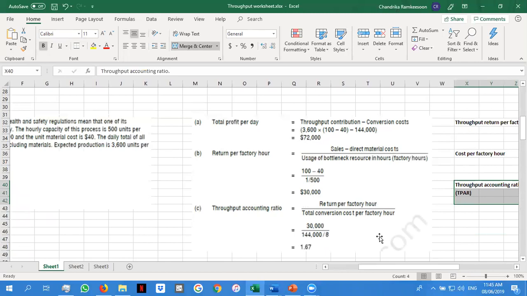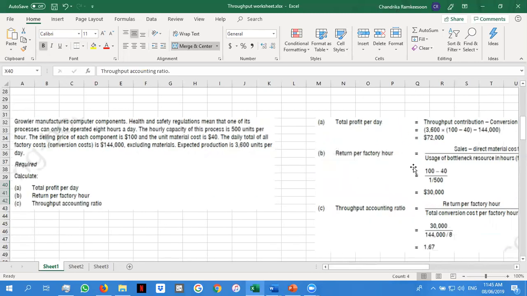The throughput accounting ratio, therefore, is the return per factory hour, which you saw is 30,000, divided by the total conversion cost per factory hour. What some students would again mistakenly do, let's say they had got this far, is just divide 30,000 by 144, saying that's the conversion cost. But that's the daily conversion cost in total, 144. You need the conversion cost for 1 hour, and there are 8 operating hours a day. So 144 divided by 8, and 30 divided by that figure gives 1.67, which is the throughput accounting ratio.